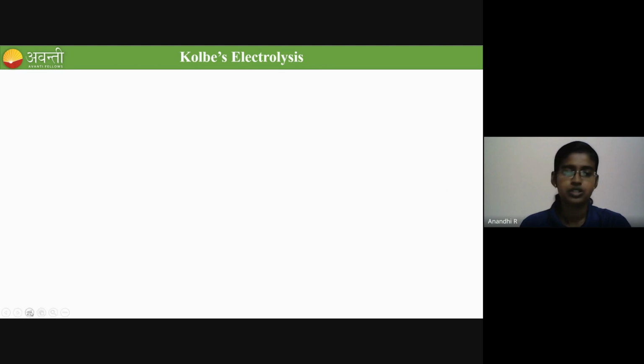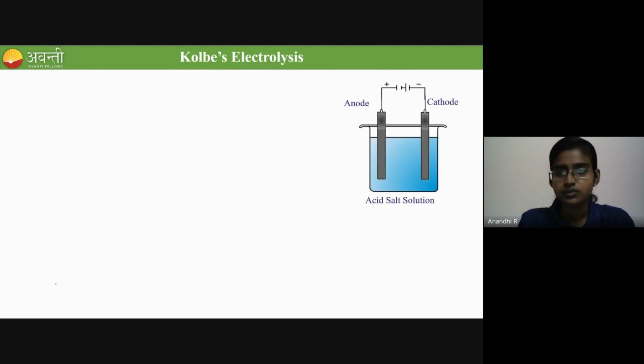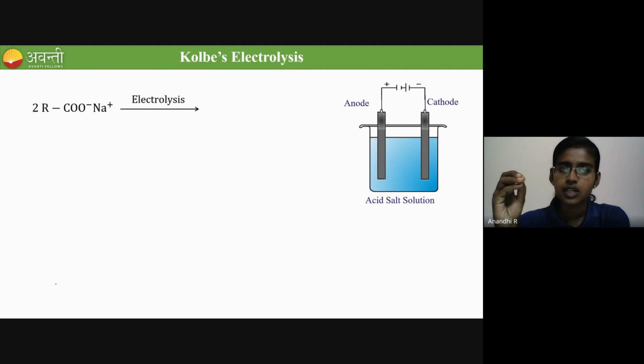Okay, no issues. So I'll go with Kolbe's electrolysis now. What is the electrolysis process? I have already explained it while discussing aldehydes and ketones, right? We took a container with an electrolytic solution, and two electrodes are dipped into it. One is the cathode, the other is the anode. The electrolytic solution is basically an acidic solution. And here we are taking a sodium carboxylic salt, the sodium salt of a carboxylic acid.